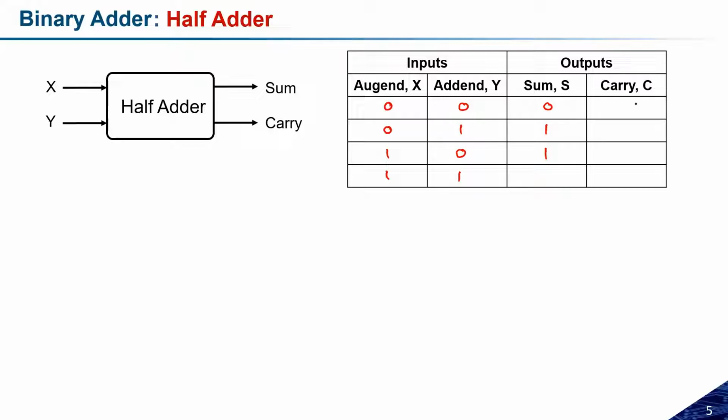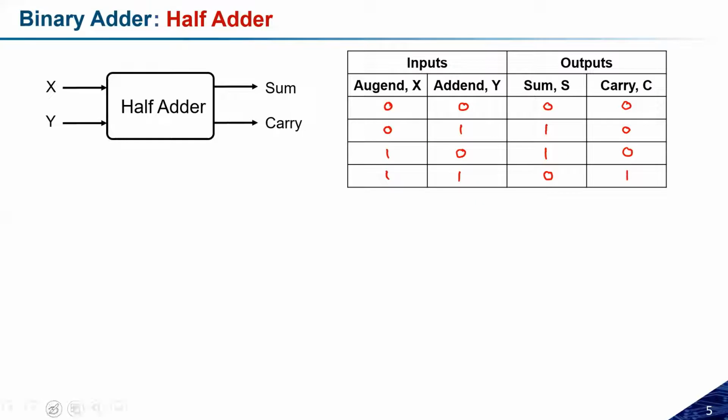Again, let us see: if I am adding 0 plus 0, 0 plus 1, 1 plus 0, there is no carry generated. Okay, so there is no carry. But in the last case, 1 plus 1, that gives 0 and a carry is generated, so carry will become 1 here. So this is the truth table for the half adder.